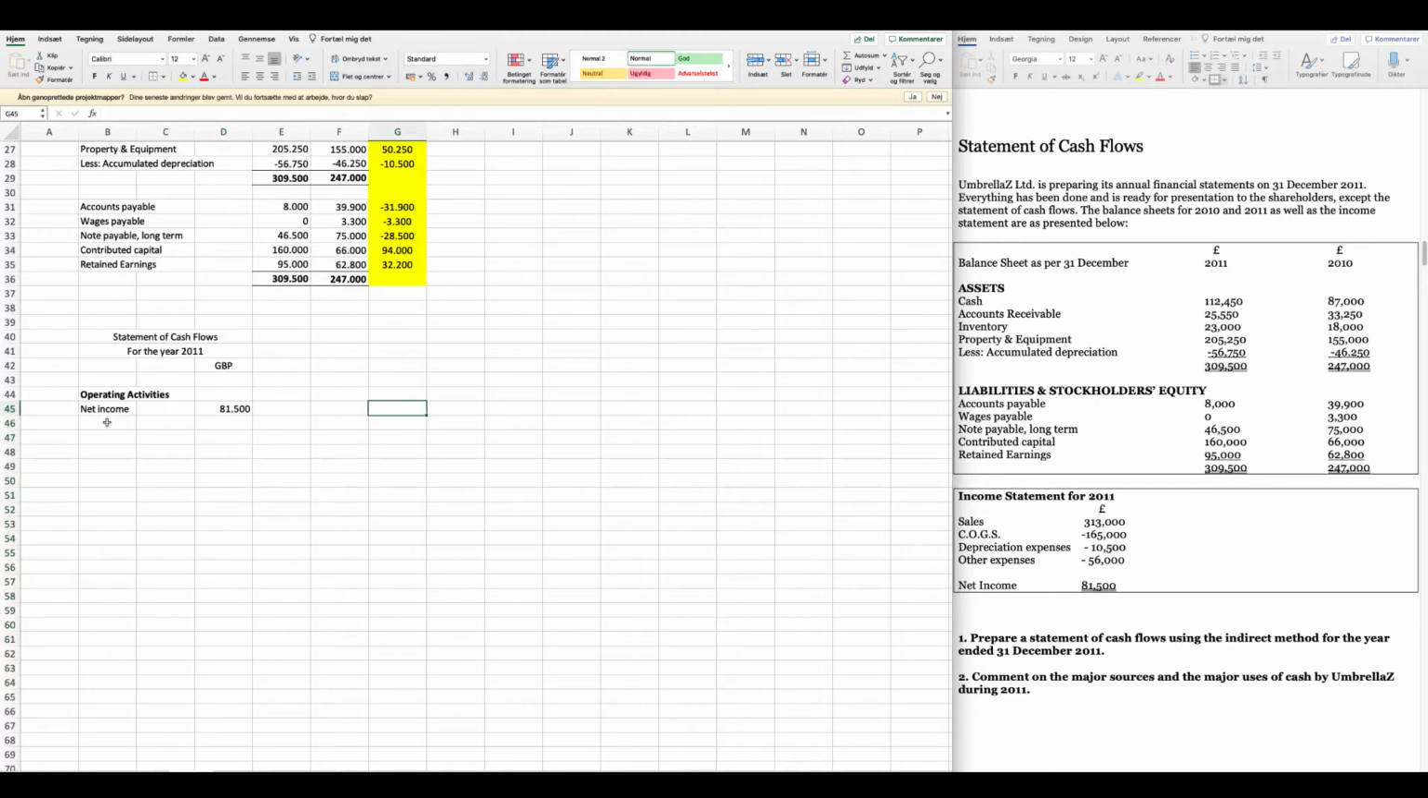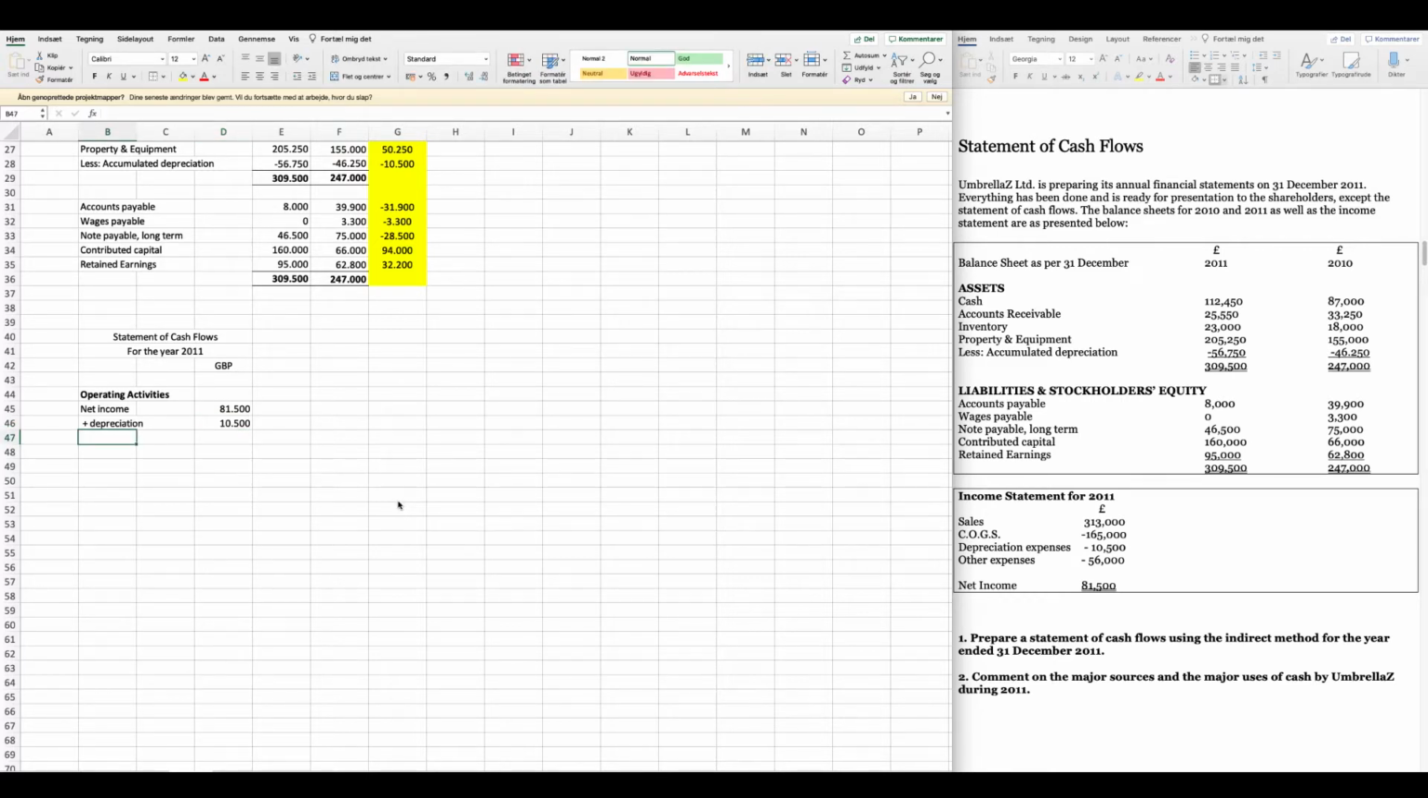And the next thing we always do is to consider if there's any depreciation, because if there is depreciation, then we want to add that back. And I'll explain why in a second. But for now, let's just see here that there is depreciation expense of 10,500. So I'm going to add back 10,500 like this.